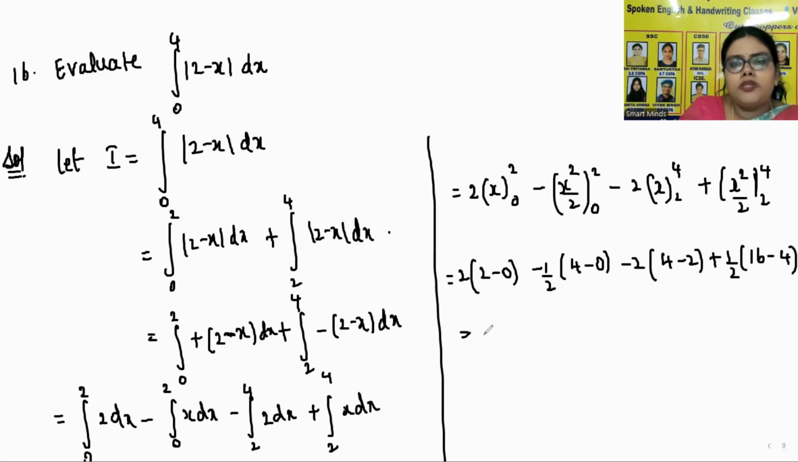So 2 into 2 is 4. Minus 4 by 2 is 2. Minus 2 into 2 becomes 4. And here 16 minus 4 is 12. 12 by 2 is 6. 4 minus 4 get cancelled. 6 minus 2 is 4. 4 is the answer.